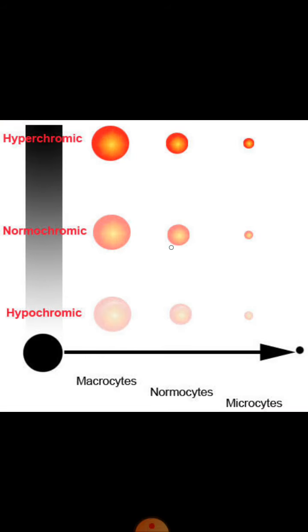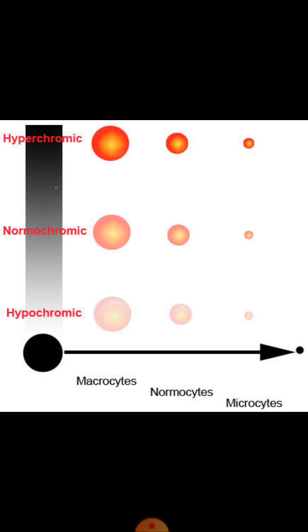Here we can see that this is a normochromic red blood cell in which there is normal mean corpuscular hemoglobin concentration. When the mean corpuscular hemoglobin concentration becomes larger than normal, then it becomes hyperchromic, and if it is less than normal, then it is hypochromic.